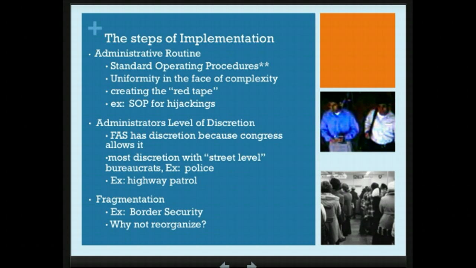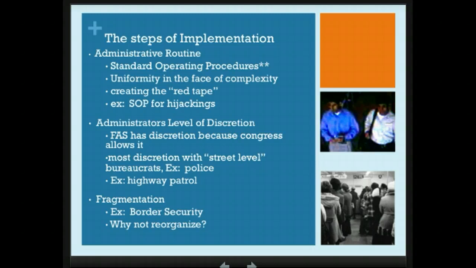Also, you can find that there is a lot of fragmentation. Fragmentation means that the responsibility of carrying out a policy is distributed amongst several different agencies. Border security is another example of that. You have the Department of Defense, the Department of Agriculture, which checks the border for plants coming into this country, the CIA, Department of Energy, the Environmental Protection Agency, Department of Justice, Department of State, the Postal Service, and the Department of Transportation. All of those are responsible in some way, shape, or form for carrying out border security. So that responsibility is broken up into different agencies.